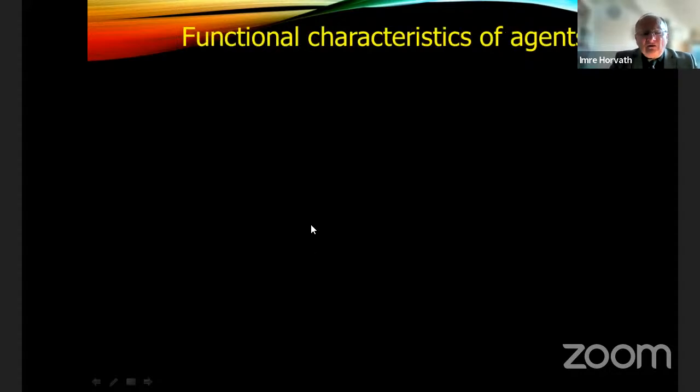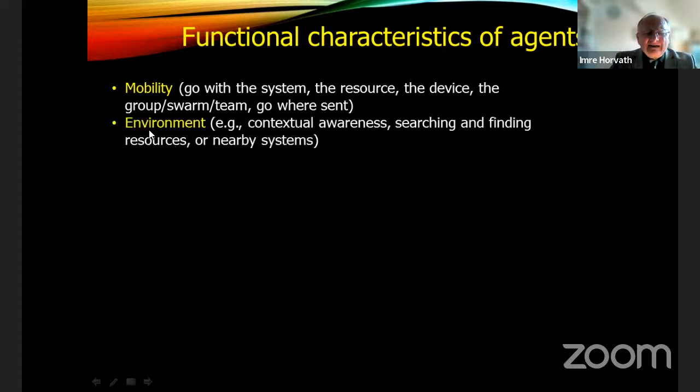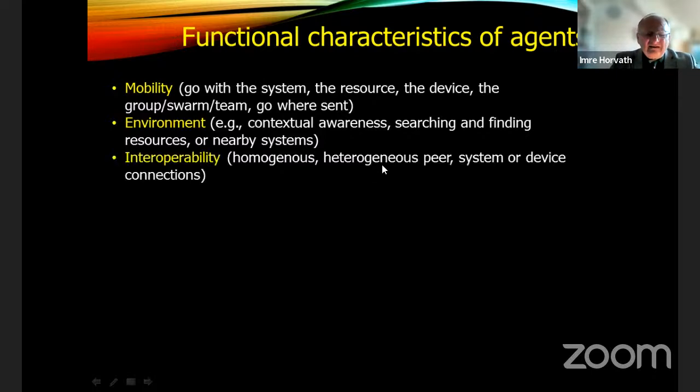We can talk about functional characteristics of agents, such as mobility. I mentioned this capability related to a particular category of the feature of the agent beforehand. Mobility means that the agent can go with the system, the resource, the device, the group, swarm, or team, and go where it is sent. The next one is dealing with the environment. For instance, it means having or building contextual awareness, searching and finding resources, and being in contact with nearby systems.